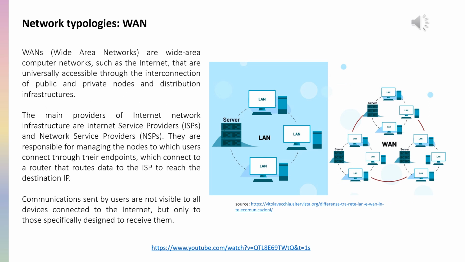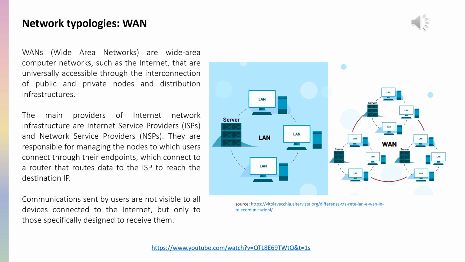Another network typology is WAN. WANs, wide area networks, are wide area computer networks such as the Internet that are universally accessible through the interconnection of public and private nodes and distribution infrastructures. The main providers of Internet network infrastructure are Internet Service Providers, ISPs, and Network Service Providers, NSPs.